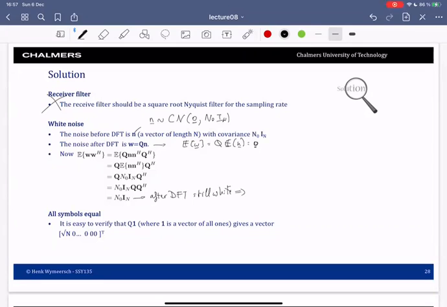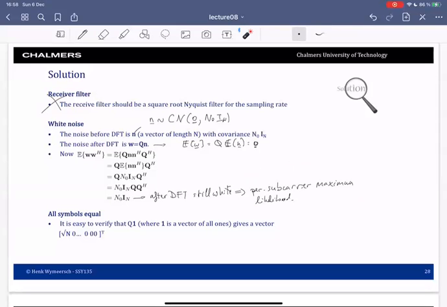And then this implies that we can do per subcarrier maximum likelihood. So again, if the noise was not white, we could not do per subcarrier maximum likelihood. We have to consider all the subcarriers together.